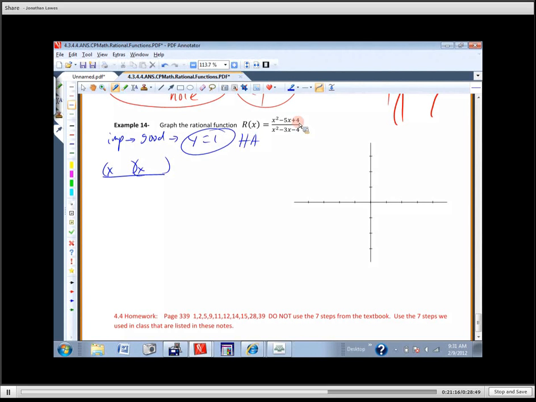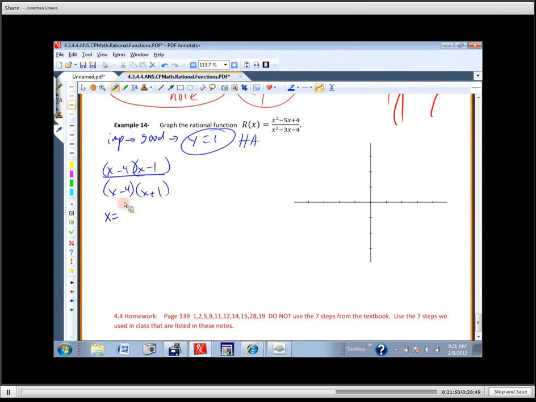Those will multiply to be positive 4 and combine to be a negative 5. Negative 4 and negative 1. That'll do it. They'll multiply to be a positive. They'll combine to be a negative. Good there? Okay, the denominator, we need numbers that multiply to be negative 4 and combine to be negative 3. Multiply to be negative, combine to be a negative. Okay, so negative 4 and positive 1. Any questions there?